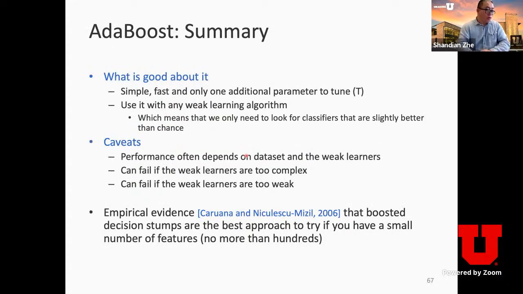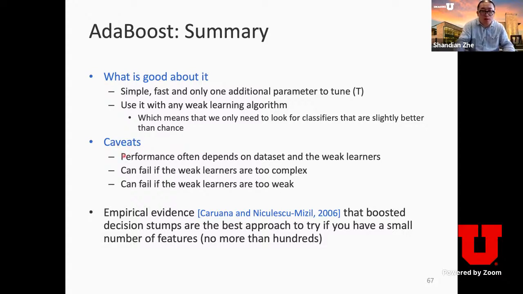Okay. So now we have finished the introduction of AdaBoost. To summarize it, what are the pros of AdaBoost? It is simple, it's fast, and only needs one additional parameter to tune, that is the number of iterations. And you can use it with any weak learning algorithm, which is great because finding a weak learning algorithm is really simple. You just look for classifiers that are slightly better than chance, slightly better than a coin flip. But there are a few disadvantages.